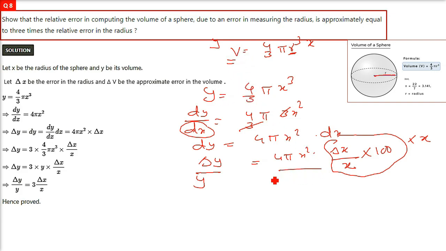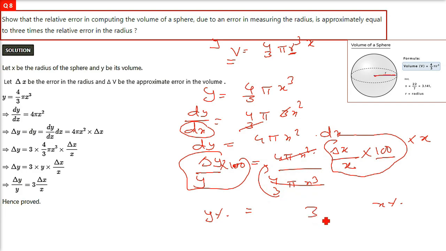But y is what? It is 4 by 3 pi x cube. Okay, this is volume only. Y was volume only. Now you can just cancel things out. You get 3 in the denominator. It goes up because it is reciprocal. So y% is equal to thrice of x%, because delta x by x into 100 is x%. So you can just write it as y% is equal to 3 times x%. This is the answer. Okay, they wanted to prove.